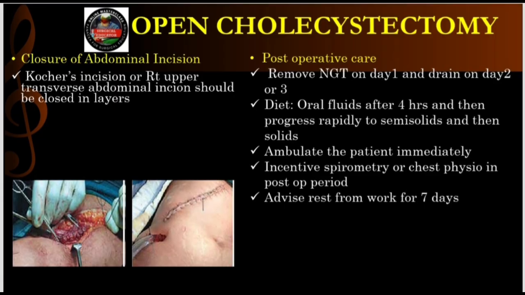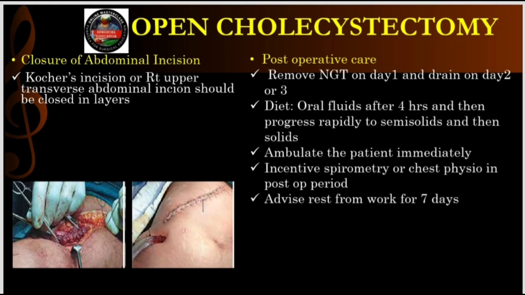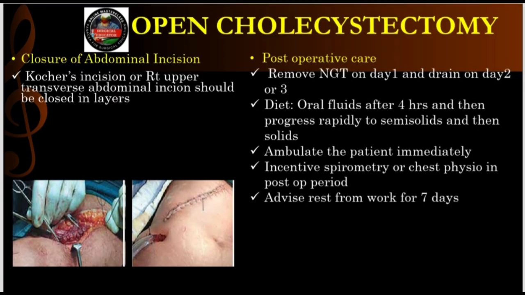The final stretch. The slide details the closure first. Sutures or staples, upper transverse abdominal incision closed in layers. Then we move to post-op care. We remove the NGT, the nasogastric tube, on day 1, and the drain, if present, on day 2 or 3. Diet: oral fluids after 4 hours, progressing rapidly to semi-solids, then solids.